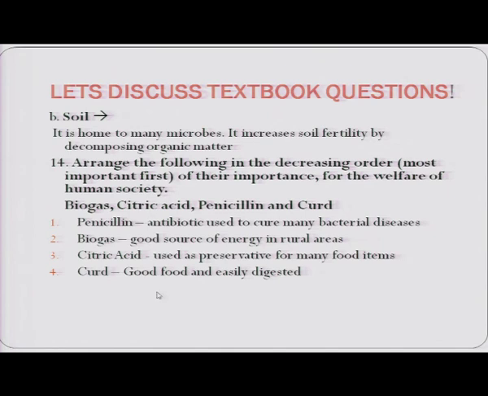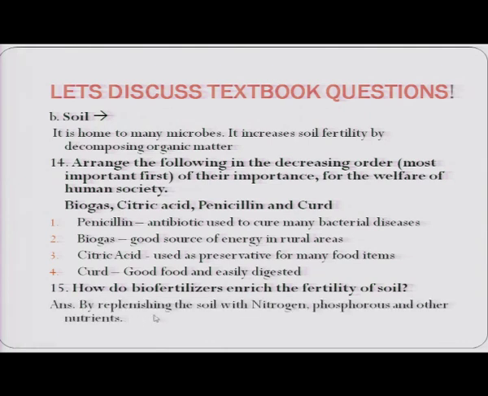So, this can be the order of arranging them: penicillin the most important, then the biogas which can be used as fuel, citric acid used for preparation of other compounds, and curd. Next question is, how do biofertilizers enrich the fertility of soil? We know that biofertilizers naturally replenish the soil with the nutrients nitrogen, phosphorus and other nutrients, and they can also help in adding organic matter or manure or humus into the soil.